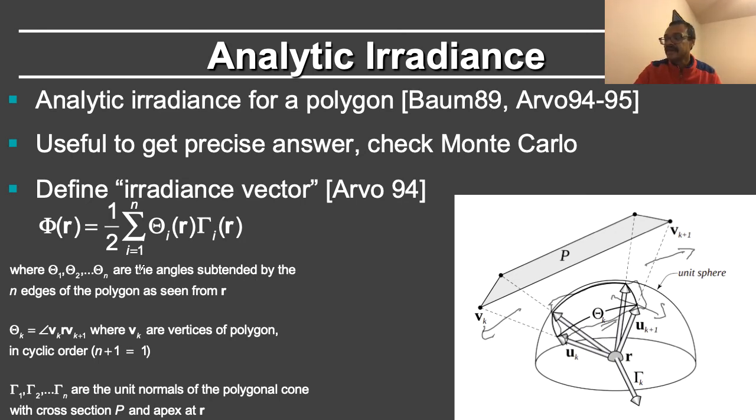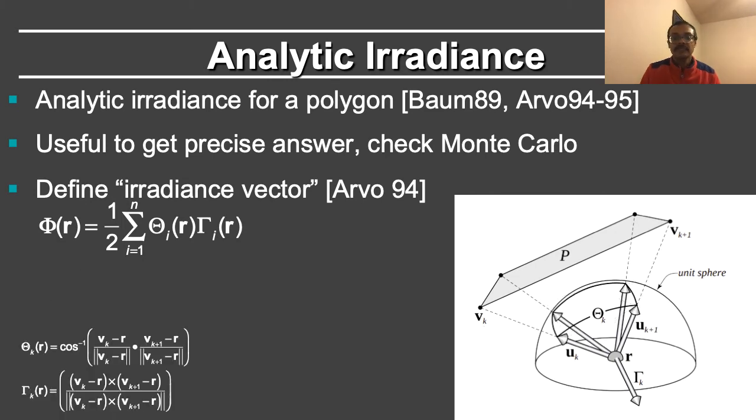The thetas are the angles subtended by the n edges of the polygon as seen from R. In fact, given the vertices of the polygon in cyclic order, that means it's mod n. If you have n vertices, the n plus 1 vertex will go back to 1, since you're starting from 1. Gamma 1 through gamma n are the unit normals of the polygonal cone with cross-section P and apex at R. In fact, the formulae are as shown here.